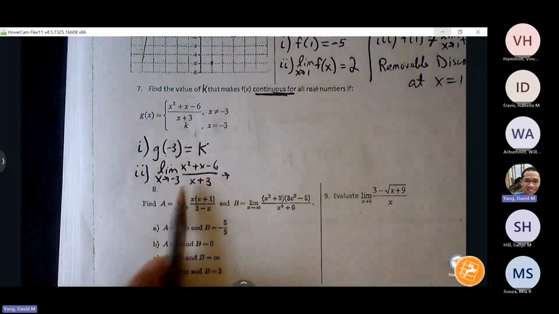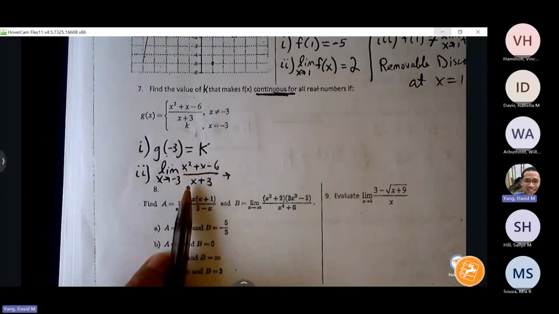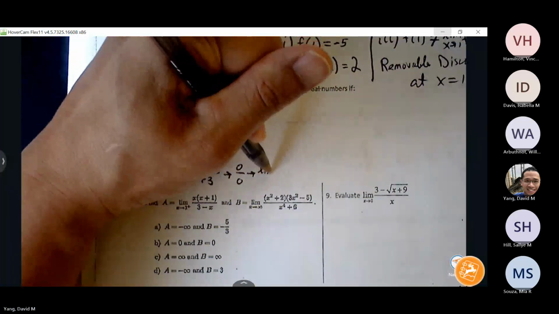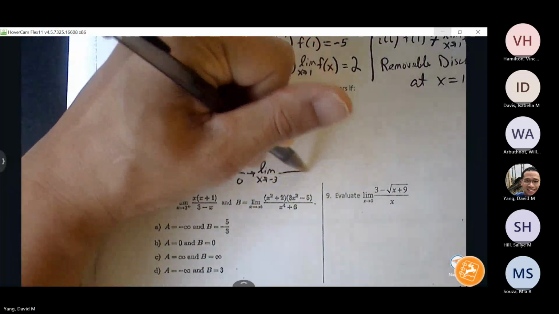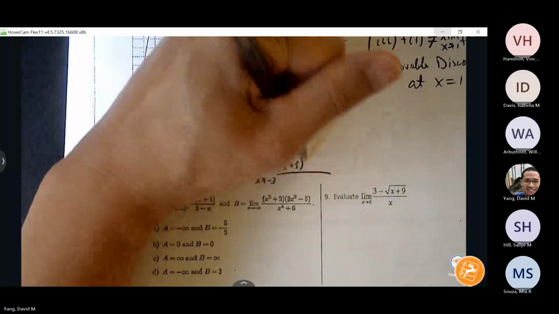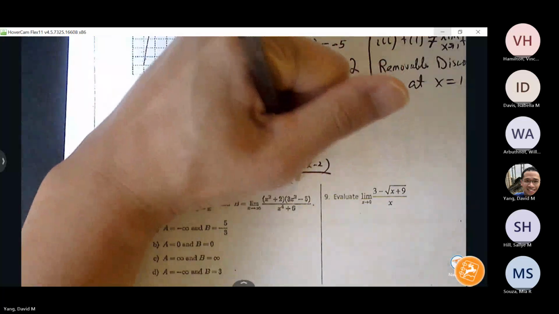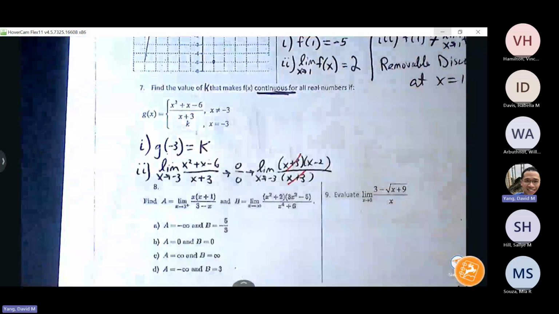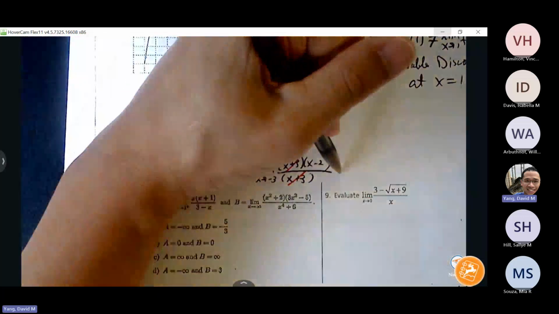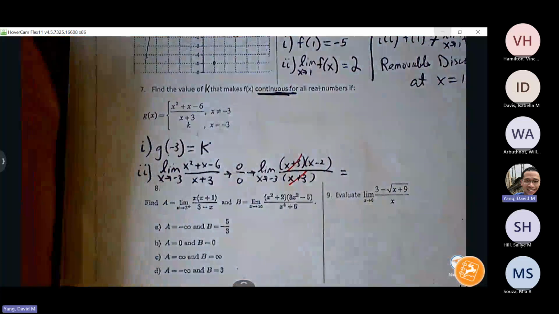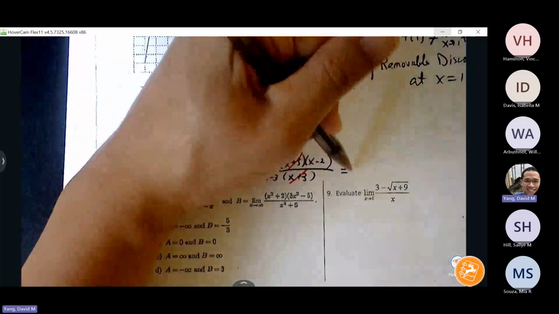First things first, we go through direct substitution. 0 over 0, so we know the limit exists. We go through factoring, multiplies to be -6, adds up to be 1. We find what's causing the hole, we remove it. Reevaluate, and we get what? -5. Yeah, -5.